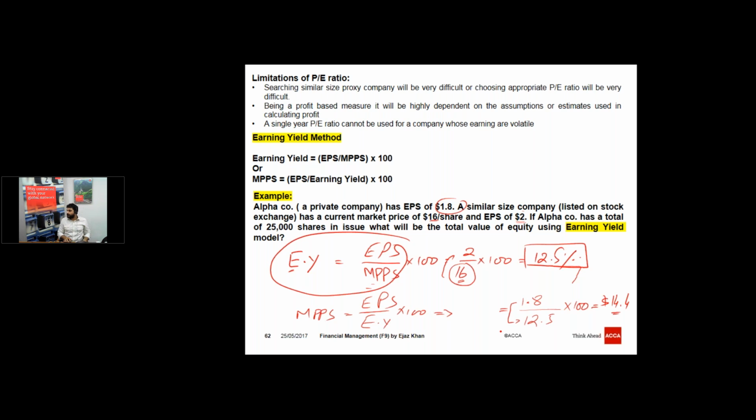The earning yield method is similar to the price earning method and will have the same limitations as the price earning ratio. So let's move forward. We have already had enough discussion on it.